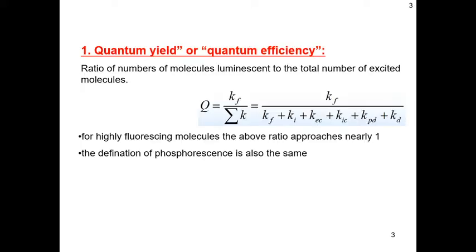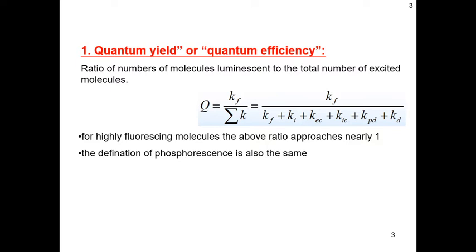So let us see the first one. It is called quantum yield or quantum efficiency. It is represented by phi. The quantum yield or quantum efficiency is used to measure the probability of a molecule to fluoresce or phosphoresce. That means whether a molecule will be fluorescing or phosphorescing.